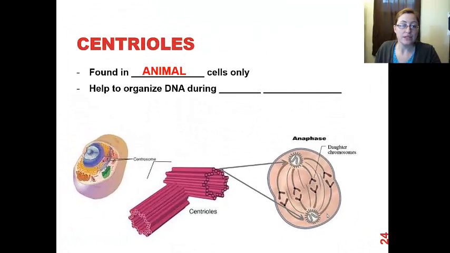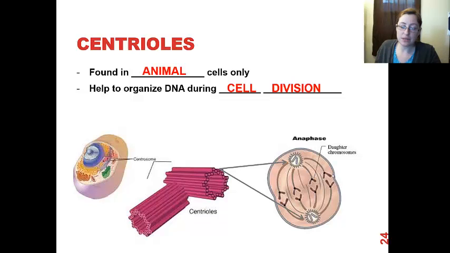Centrioles. Centrioles are found in animal cells only, and this is sort of the last organelle that we're really going to talk about here. Their main job is to help the cell during division. You can see here these centrioles, they're always in pairs, and they have sort of a log-like structure, so you can see them on either side.